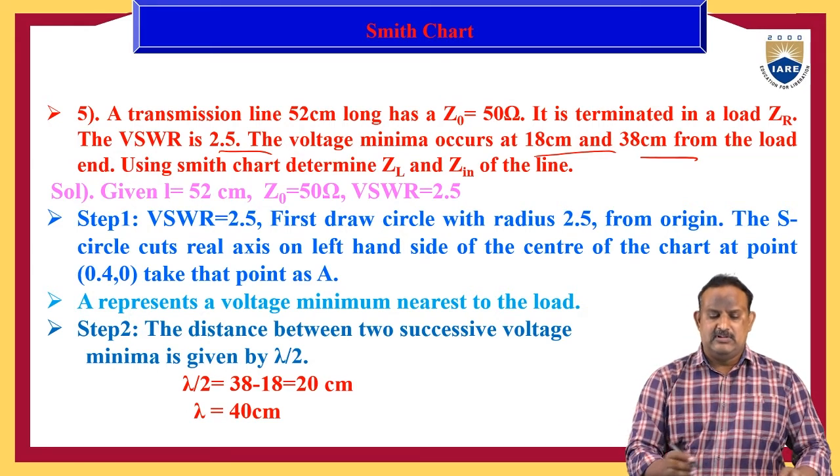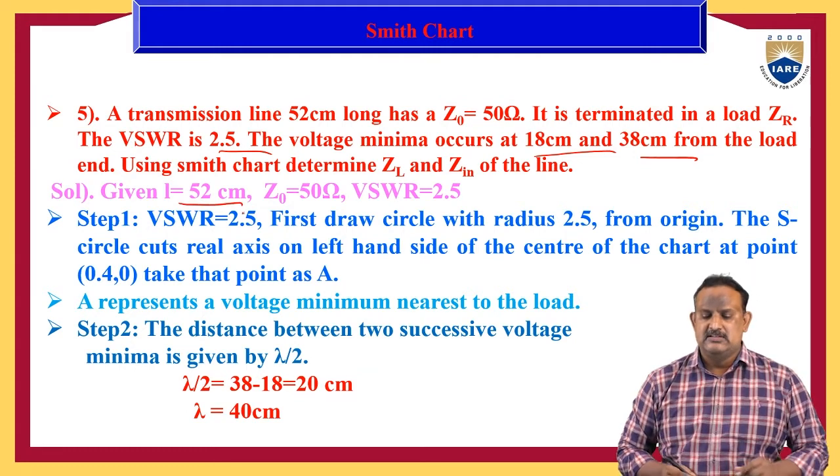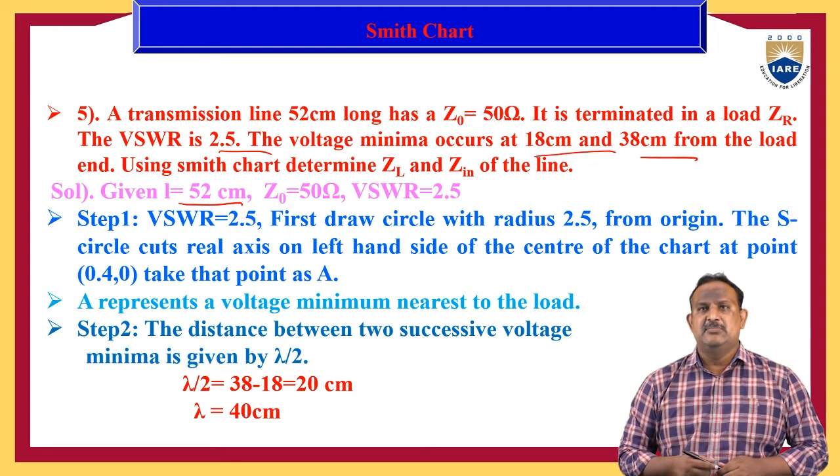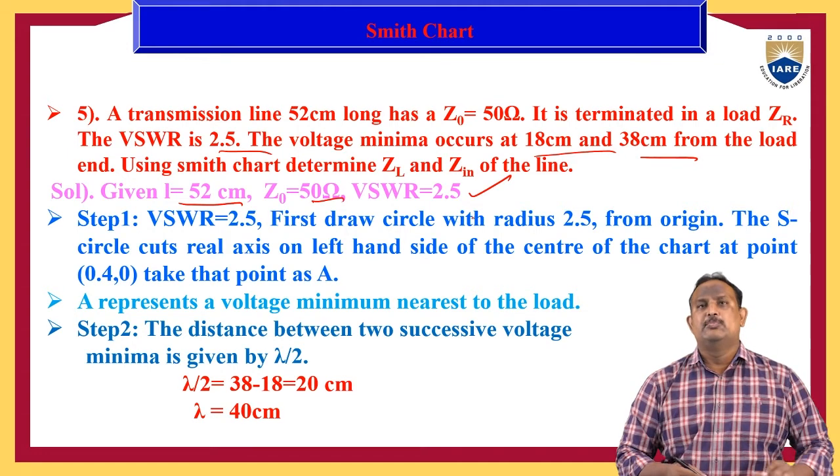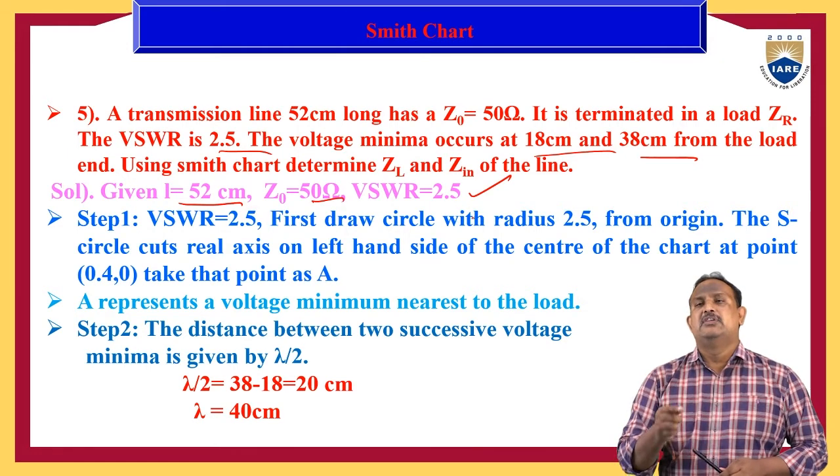Here the length of the transmission line is given as 52 centimeters, Z0 equal to 50 ohms, and VSWR equal to 2.5. Now we need to draw a circle using the VSWR as radius. So first, draw a circle with radius 2.5 from the origin.